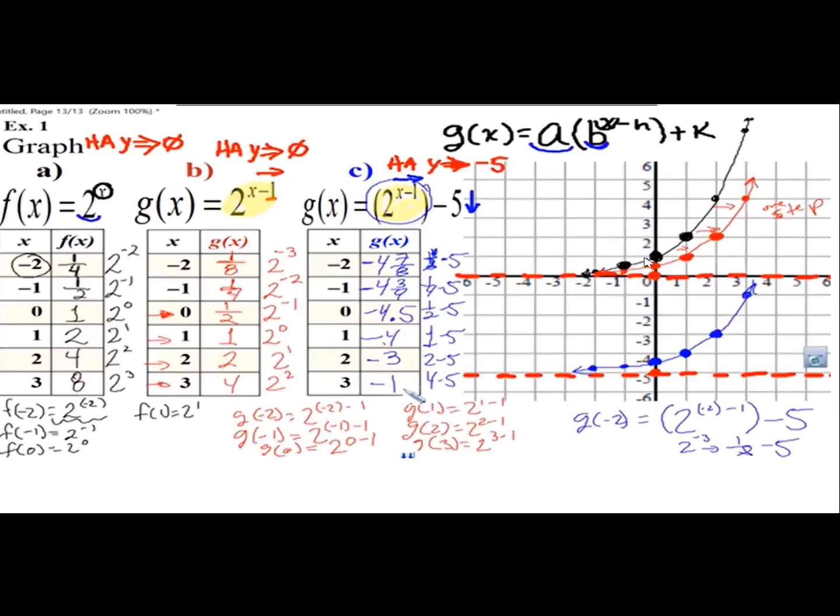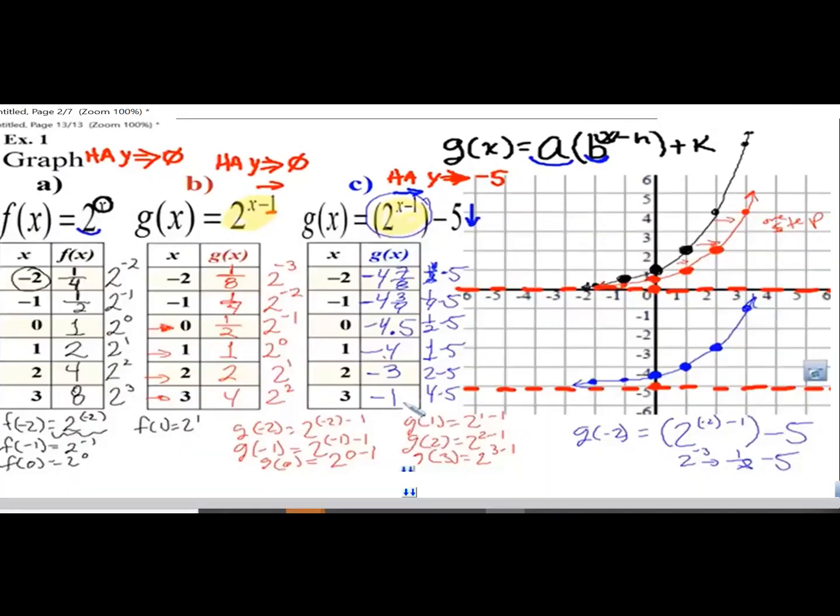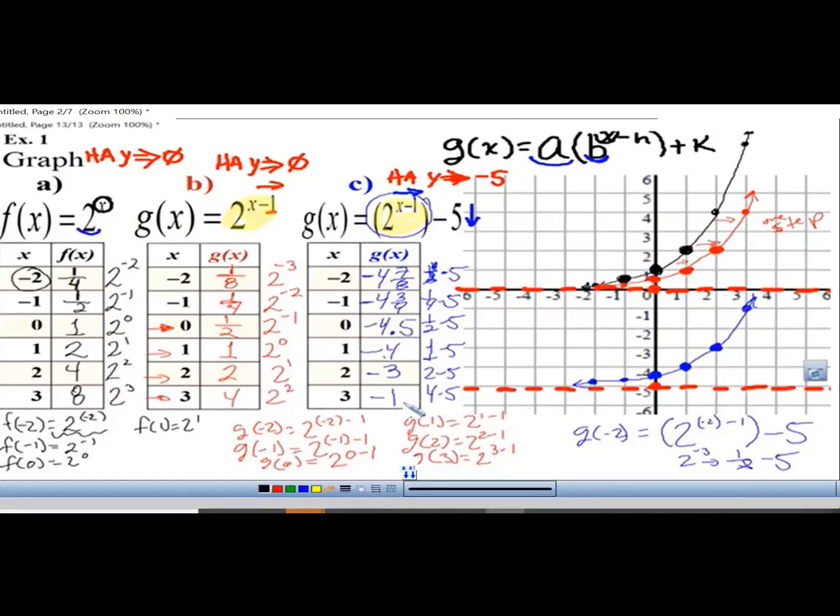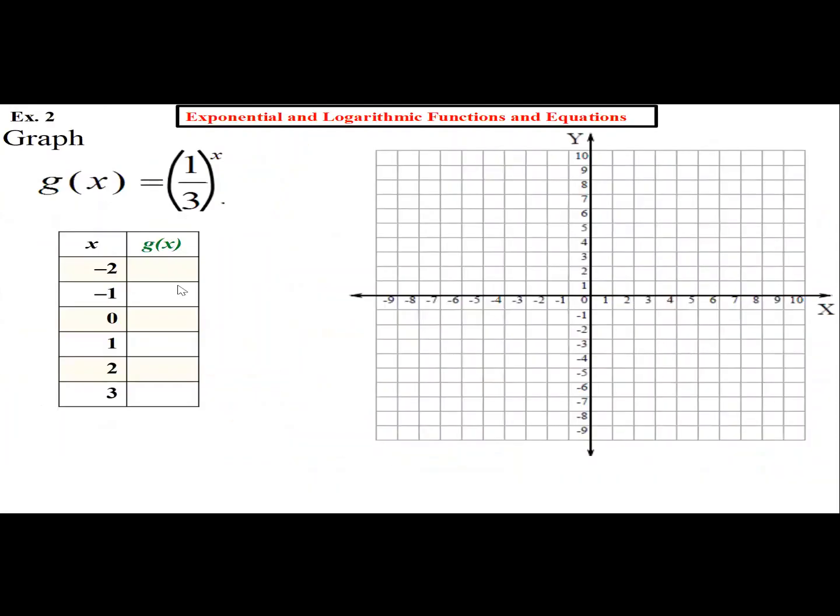Once again, here's our f of x, then our g of x with exponent x minus 1. That means it moved the whole function 1 step to the right. And then this one with exponent x minus 1 and the constant of -5 outside of the parentheses, moves our original function 1 step to the right and 5 steps down. 1 to the right, 5 steps down, and here it is. We good? Yes? Yes, Mr. Q? All right. So from there, I said, for your asynchronous work, I want you guys to graph this one, which I'm pretty sure you guys did, yes?